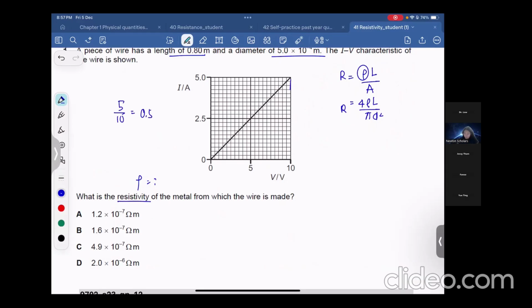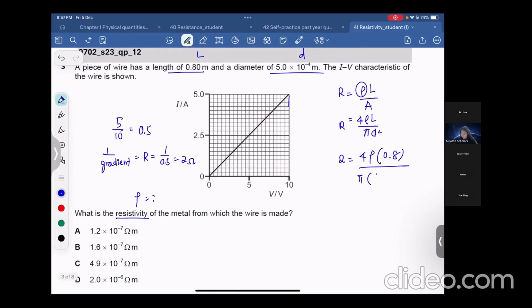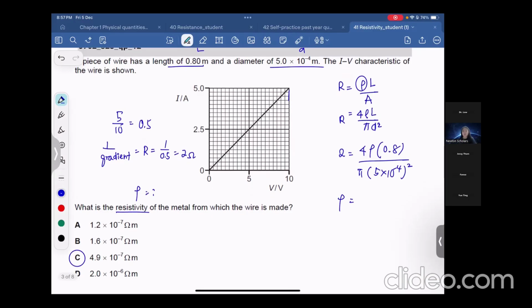So you get 0.5. 1 over the gradient is actually your resistance. So your resistance is 1 over 0.5, which is 2. So here 2 equals 4 rho, the length is 0.8, divided by pi d, where d is 5 times 10 to the power of negative 4, squared. So if you do it correctly, your answer should be C.